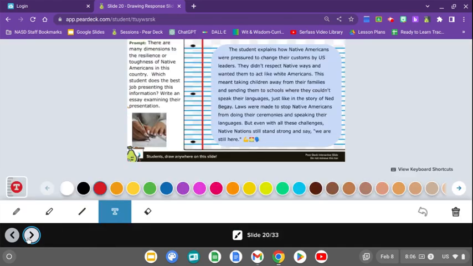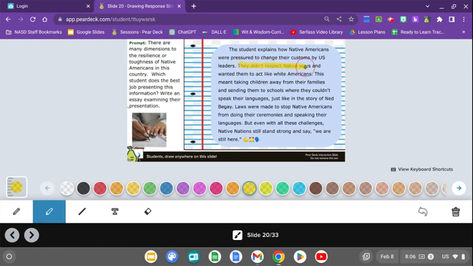Excellent. Let's look at another paragraph. The student explains how Native Americans were pressured to change their customs by U.S. leaders. They didn't respect Navajo ways and wanted them to act like white Americans. I think that's so true and summarize it so well. I'm highlighting that whole sentence.